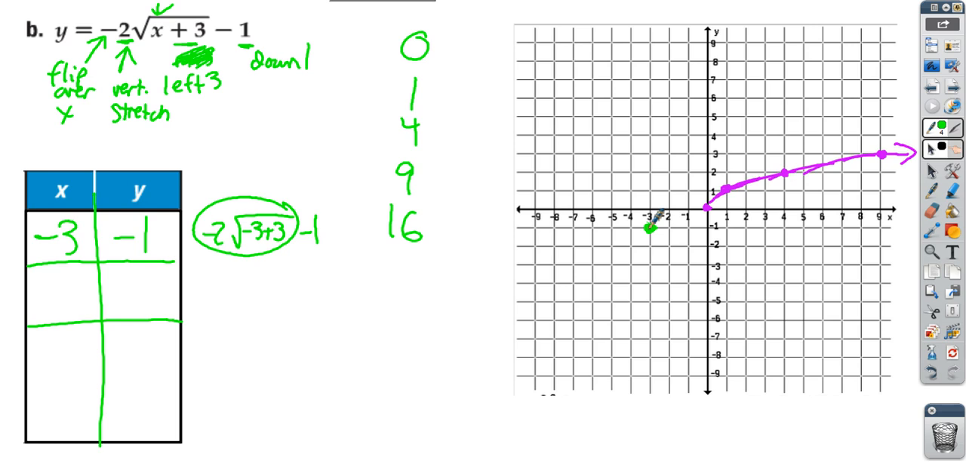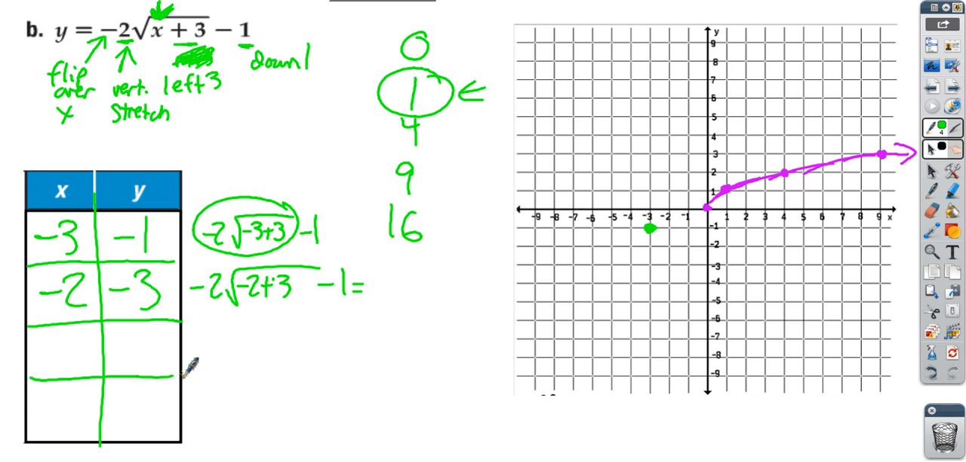Okay, next point that we want to get plugged in, we want 1 to get plugged in. So how can I make this thing equal 1? I can make that equal 1 when x is equal to negative 2. In other words, if I plug in negative 2 right there, negative 2 plus 3 would be equal to 1. Why am I picking 1? Because 1 is a perfect square. So let's plug that in. So we're going to have negative 2 times the square root of negative 2 plus 3. Negative 2 plus 3 is 1. The square root of 1 is 1. Times the negative 2 would be negative 2. And then negative 2 minus 1 would be negative 3.